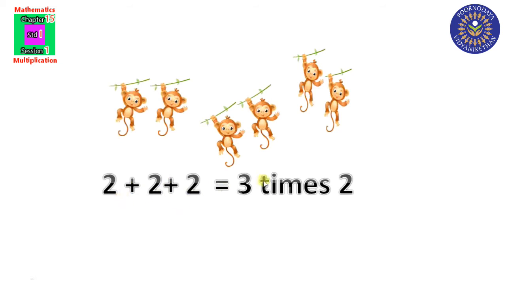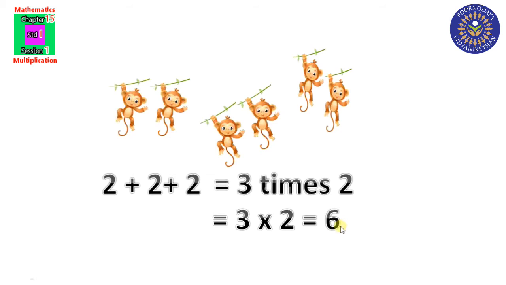3 2's. 3 times 2. That we can write as 3 times 2, which is also equal to 3 into 2. This we can write like this. 3 into 2 is equal to 6. 6 monkeys altogether. Did you understand?